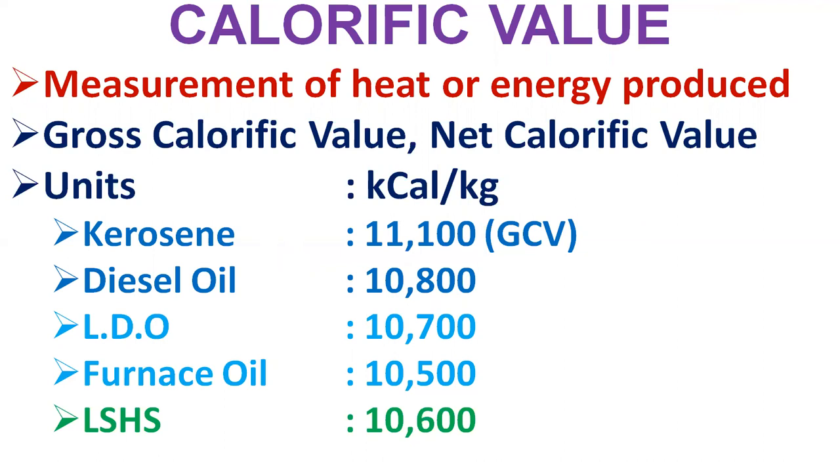The typical gross calorific values of some of the commonly used fuels are, in kilocalories per kg: kerosene 11,100, diesel oil 10,800, light diesel oil 10,700, furnace oil 10,500, and low sulfur heavy stock 10,600.